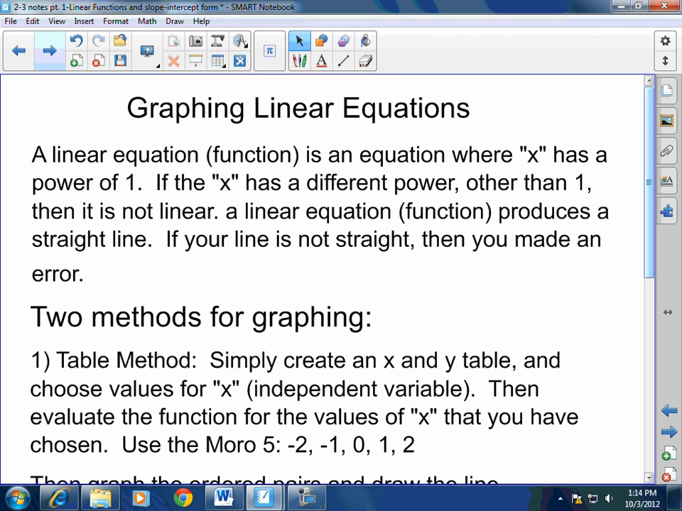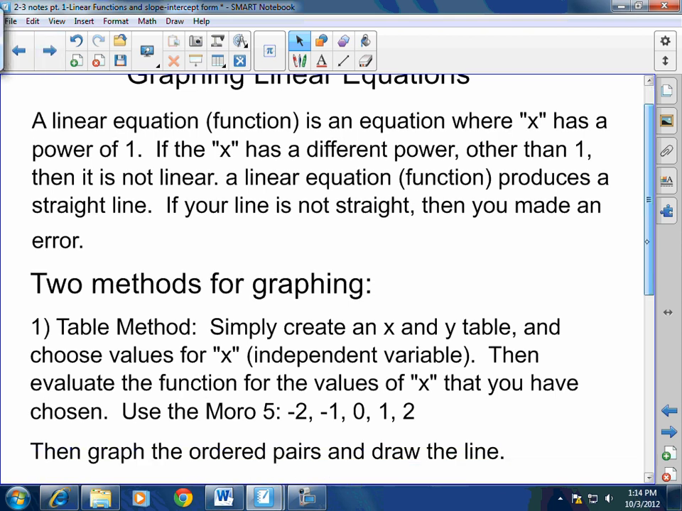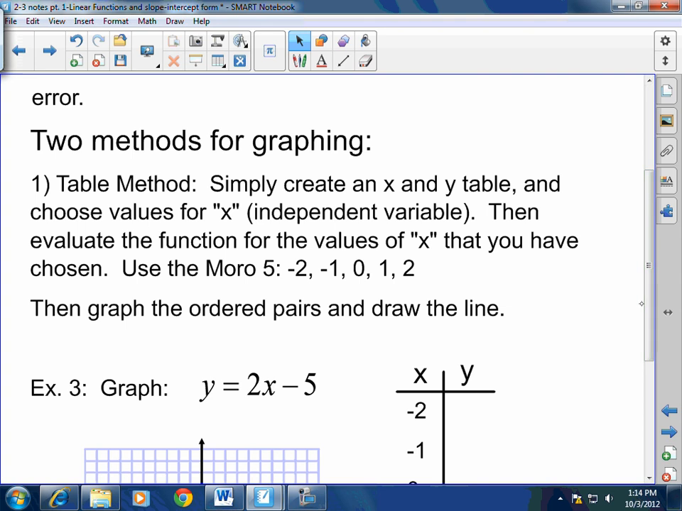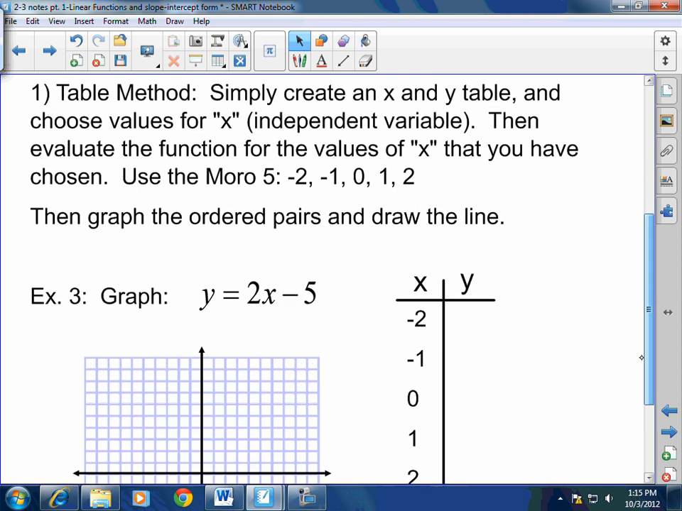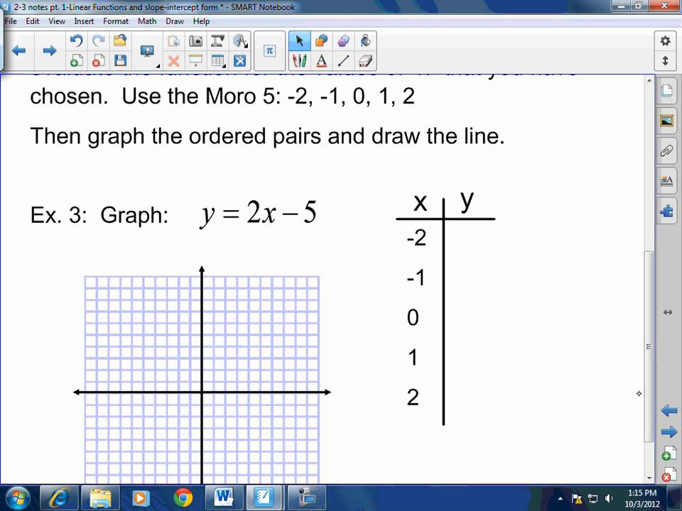There are 2 methods for graphing. We are not going to use method 1, but I got to do it just to be a good teacher to show you what to do. Method 1, table method. Simply create an x and y table and choose values for x. This is the independent variable. So that's why you could choose the values, because they're independent. Then evaluate the function for the values of x that you have chosen. I like to use the moral 5, which is -2, -1, 0, 1, and 2. They're the easiest numbers to work with, so that's what I usually use. Then graph the ordered pairs and draw the line.